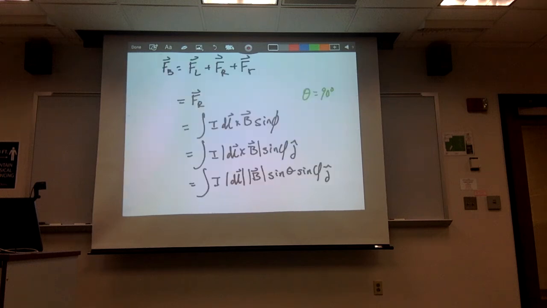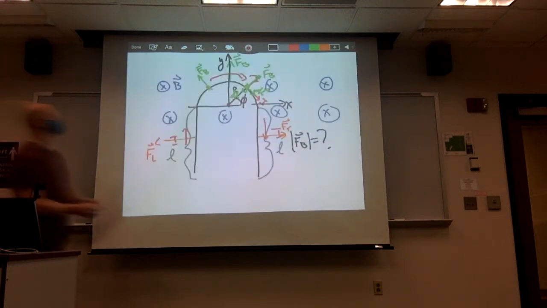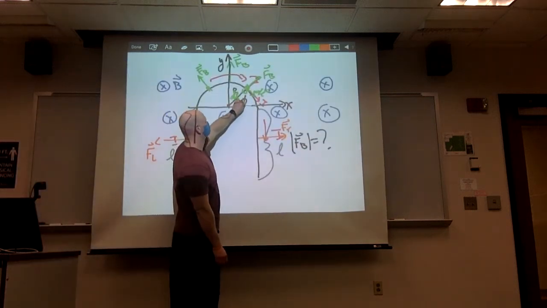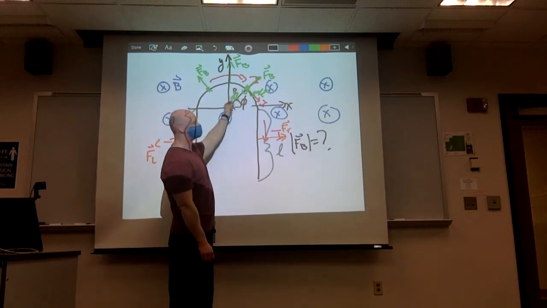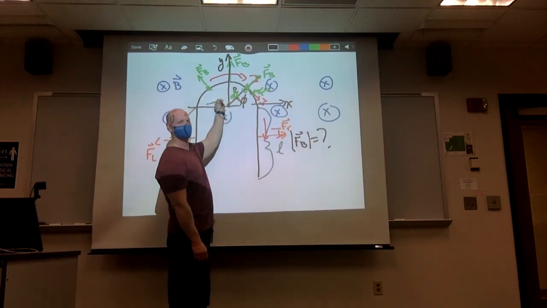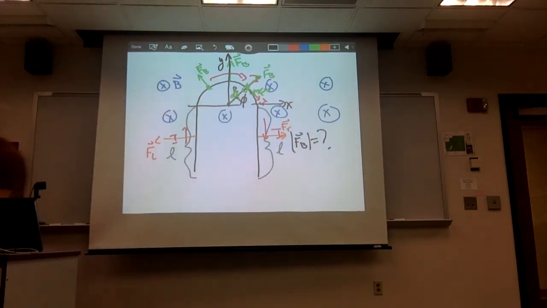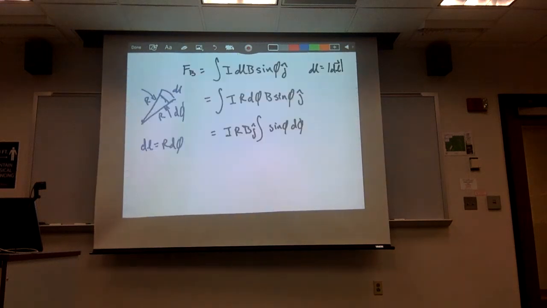Finally, I just need my bounds of integration. I'm integrating over a semicircle, which means I'm going to integrate this guy from 0 to pi. Or from pi to 0, but let's go 0 to pi. Actually, let's go with pi to 0, because we're going counterclockwise in this case. Pi to 0.